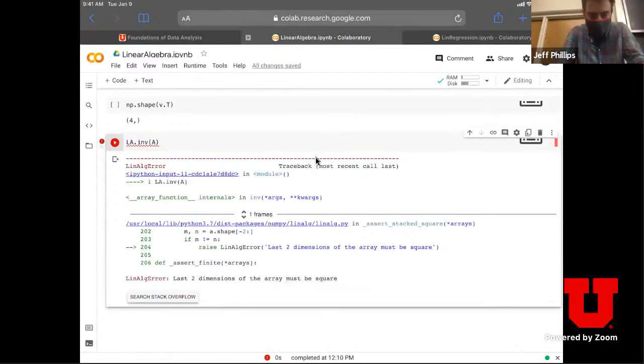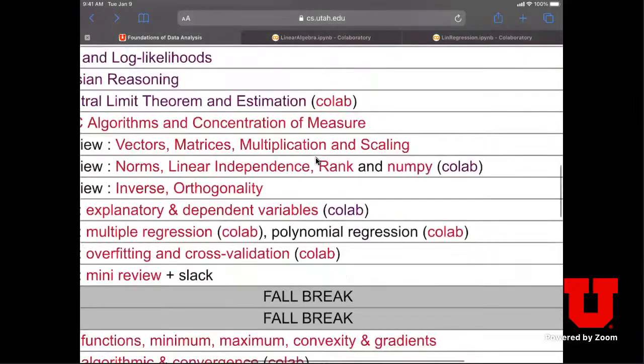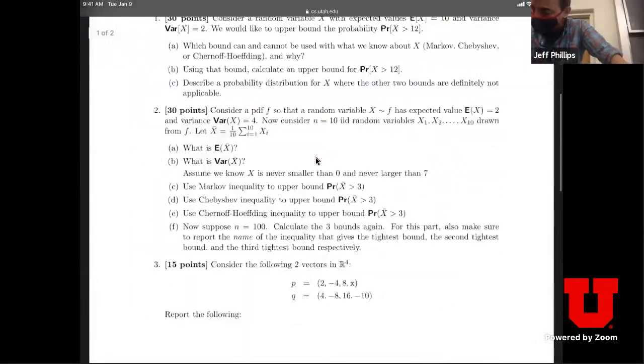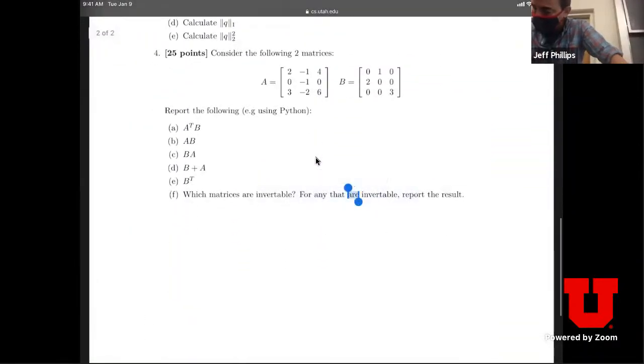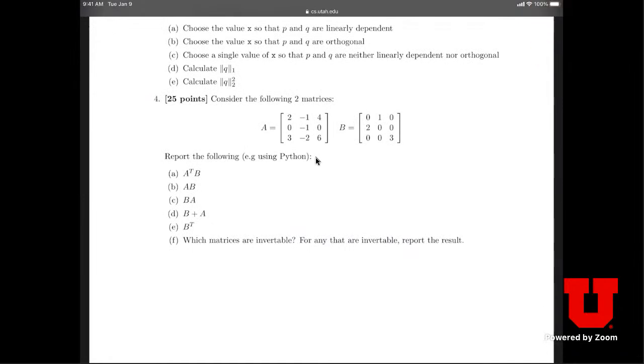Okay, great. Steven, let me see. Yes. I have a question. In the homework, the question for F said which matrices are invertible. Does that refer to matrix A and B, or everything from 4A till 4E? Yeah, I wanted you to look at A and B. Yeah, particularly those two, A and B. All right, I see.